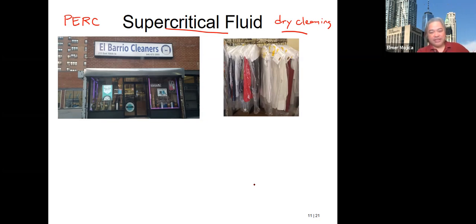So usually it's not a liquid. No, that's another way of using the starch. That still involves water. But dry cleaning, they use this material.